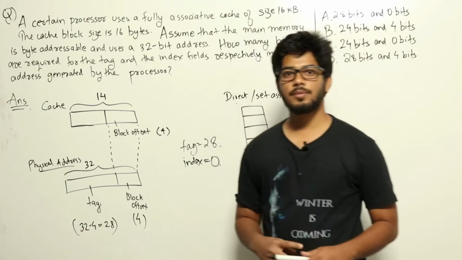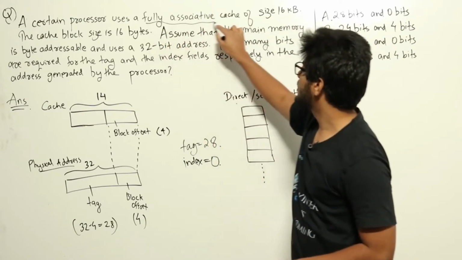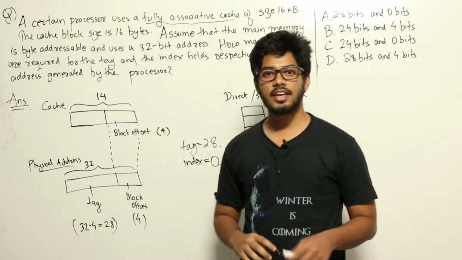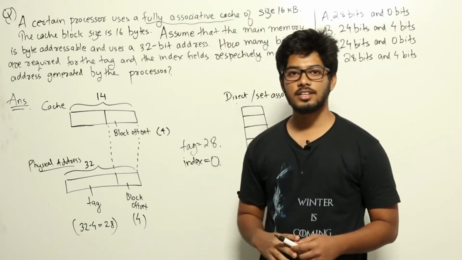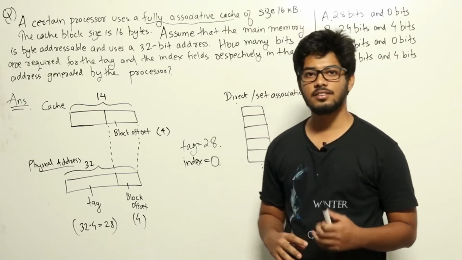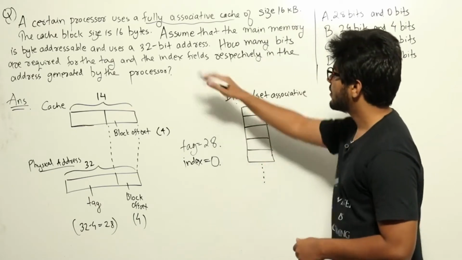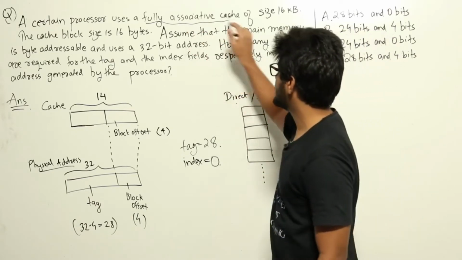So this is a question coming from the computer organization topic regarding fully associative caches. Various types of caches are direct, set associative or fully associative caches. To learn more about those, please refer to the video lecture so that you will understand all of their properties and also how to solve questions on them. So for this question they are asking us about a fully associative cache.